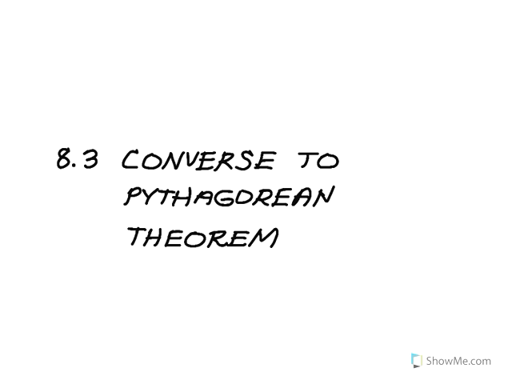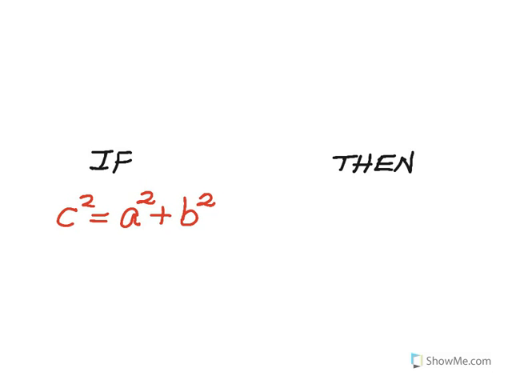Lesson 8.3 is the converse to the Pythagorean theorem. The converse to the Pythagorean theorem just says the Pythagorean theorem in reverse. We know if we have a right triangle that c squared is equal to the sum of the leg lengths squared, a squared plus b squared. Well, the converse just states that if you have a triangle and the square of the hypotenuse is equal to the sum of the square of the leg lengths, then you know for sure that you have a right triangle.